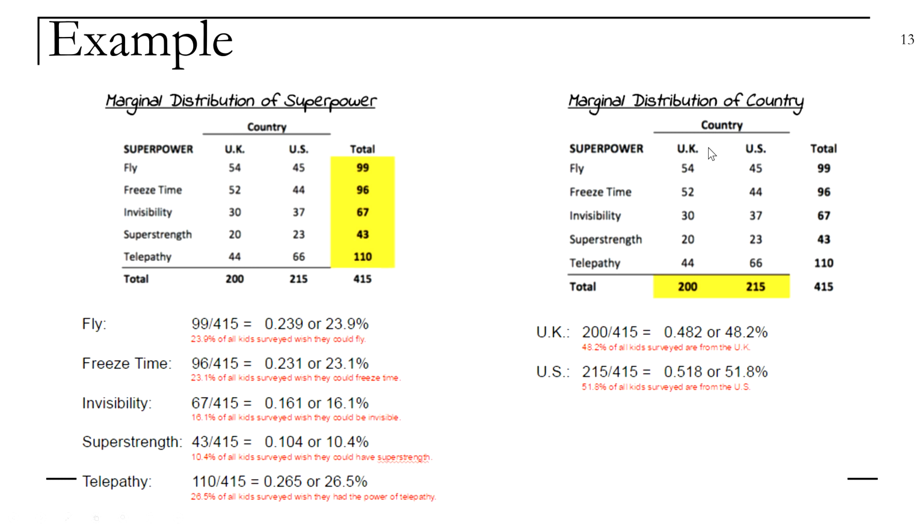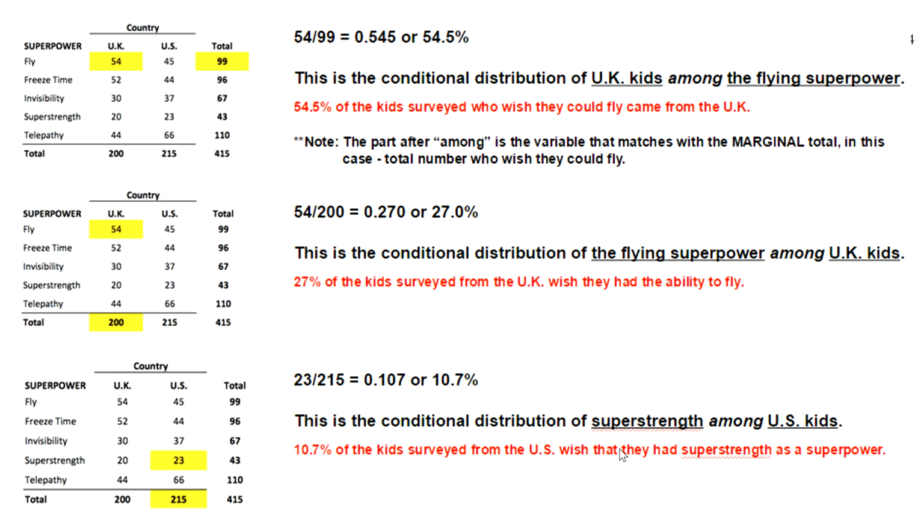Now we split it up by country. Looking at overall, 48.2% of the respondents were from the UK, and 51.8% of the respondents were from the US. So a little bit more US respondents than UK respondents. This is useful to look at, pause, and go through to see what's going on. We can slice and dice this in different ways.